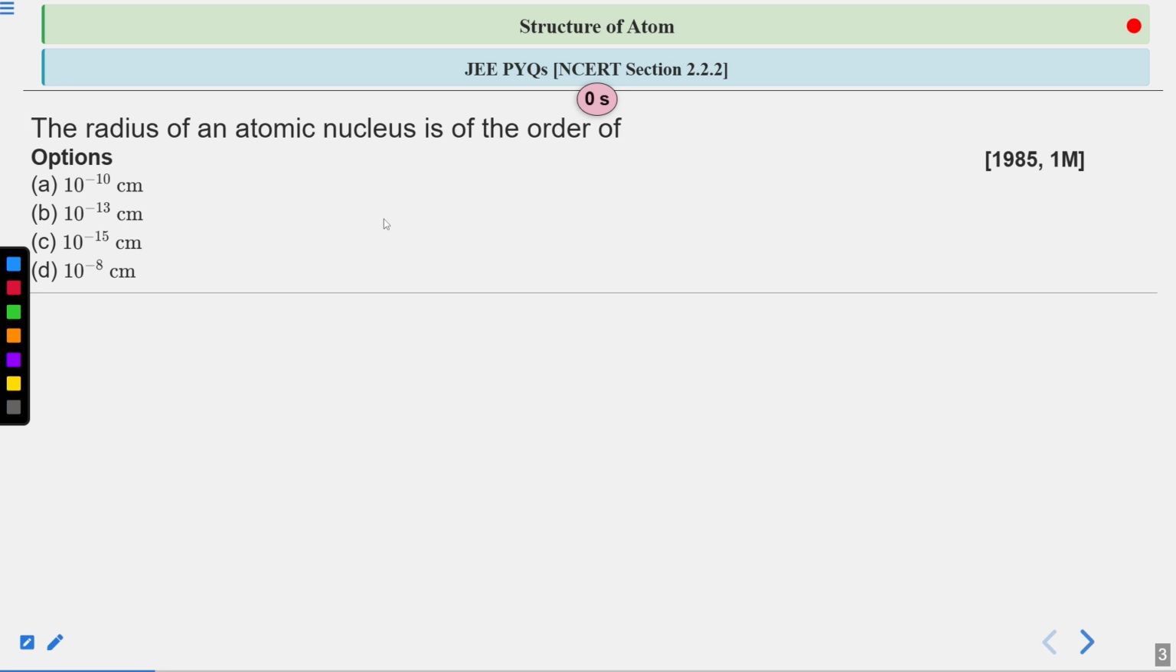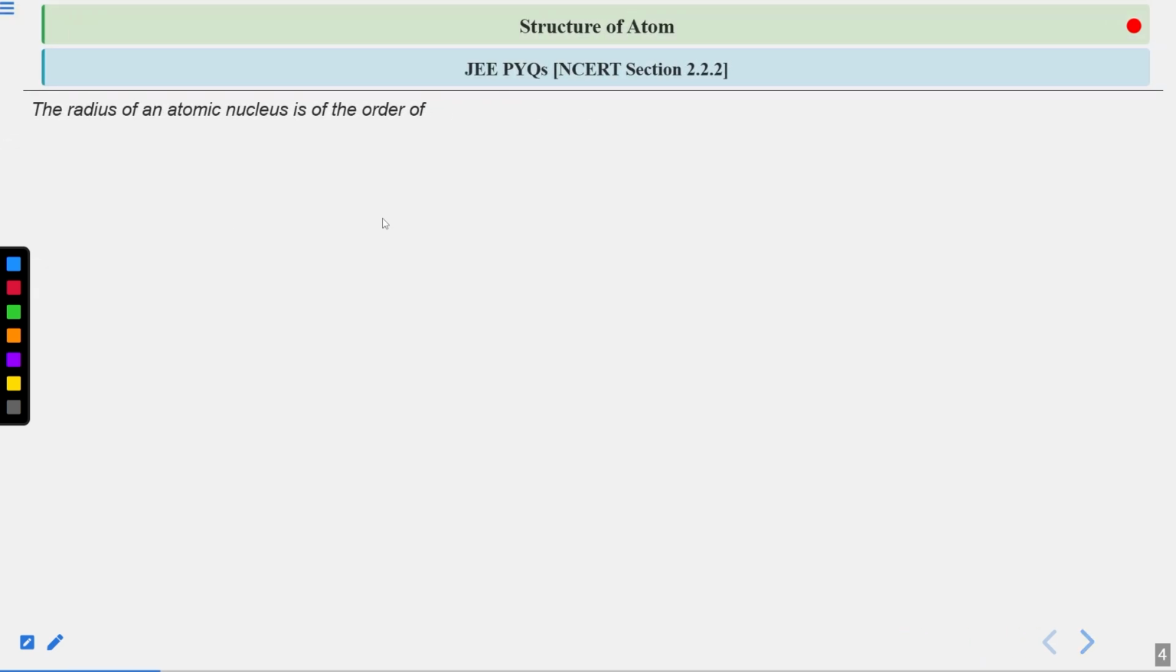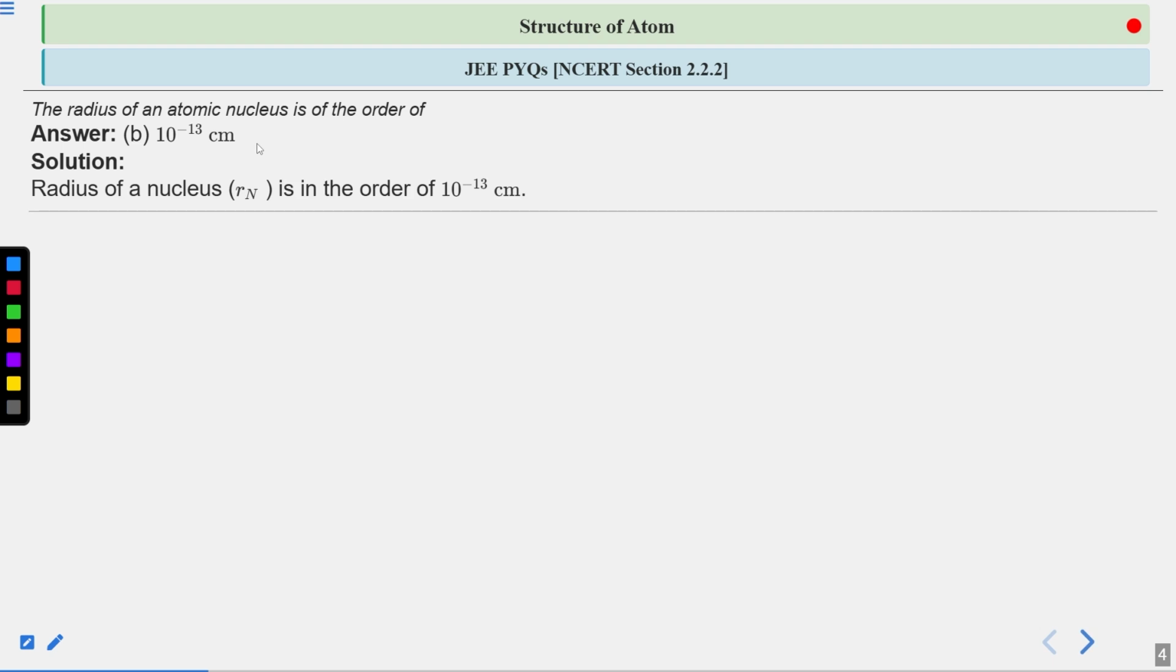So your time is up. What will be the correct answer? The correct answer is 10 to the power minus 13 centimeter. So it is a theoretical question. You don't have to think much about it. You just know it. It is given in the NCERT that the radius of the nucleus is 10 to the power minus 13 centimeter. Okay. And there it is also mentioned about the radius of the atom. So try to remember both of them. It may be asked in your exams.